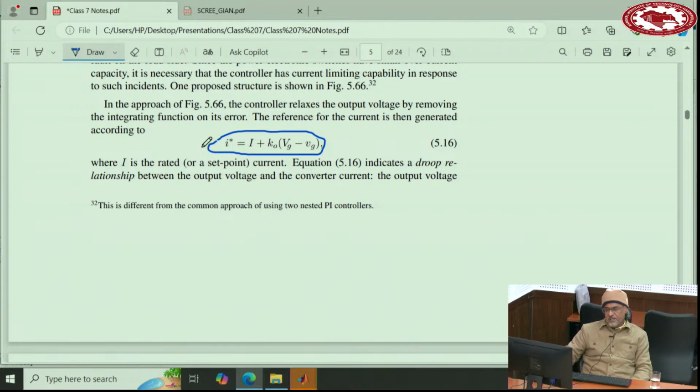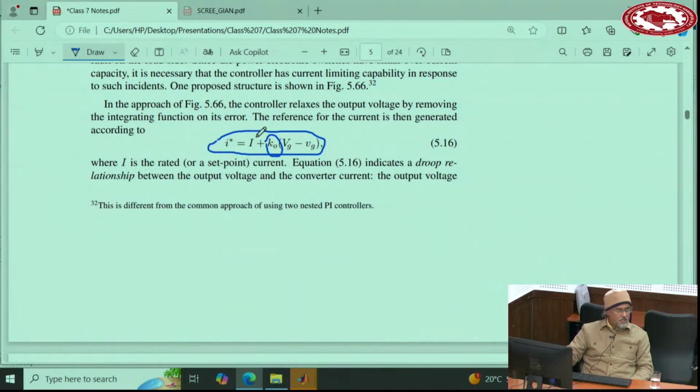So it says what? It says when VG is equal to capital VG, I star is equal to I. So at the full load condition, when the current is I, capital I, the voltage is also equal to capital VG, the actual number that we want. But as the current goes up, the voltage will go down, or vice versa. As the current goes down, the voltage goes up. And the level of that change in the voltage you can control by this K0.